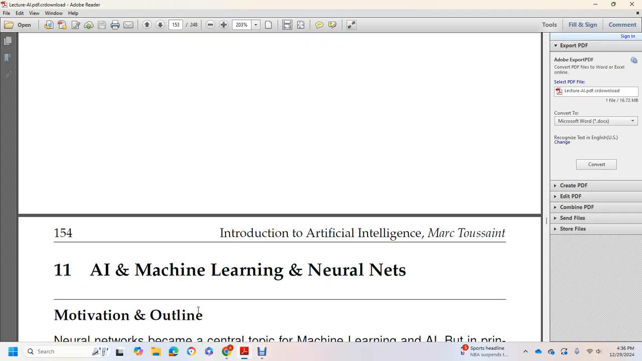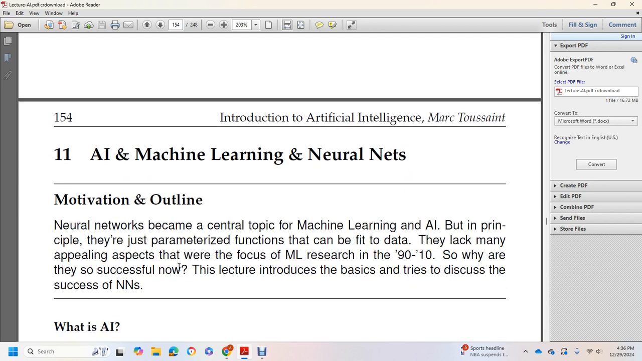Alright, 11. Artificial intelligence, machine learning, and neural nets. Motivation outline. Neural networks have become an essential type of machine learning in AI, but in principle they are just parameterized functions that can be fit to data. They had many appealing aspects and were the focus of machine learning research in the 90s to 2010, so why are they successful now? In this lecture, the basic idea is to discuss the success of neural nets.